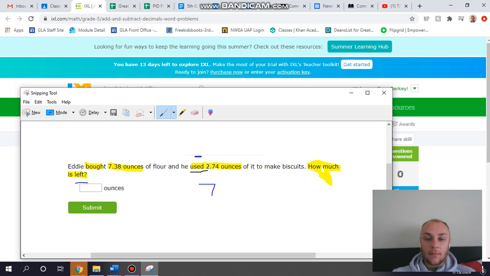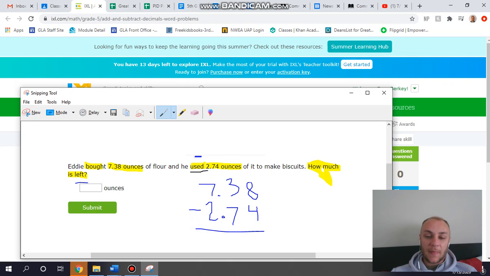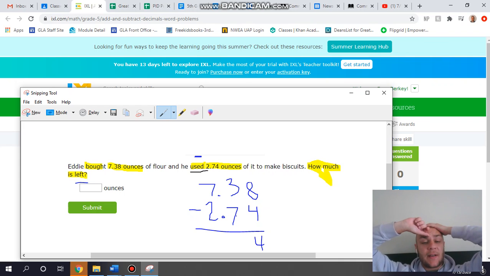So 7.38 minus 2.74. Here we go. 8 minus 4 is 4. And we do that because the 8 is bigger than the 4. Can I do 3 minus 7? No, I cannot do 3 minus 7 because 3 is smaller than 7.